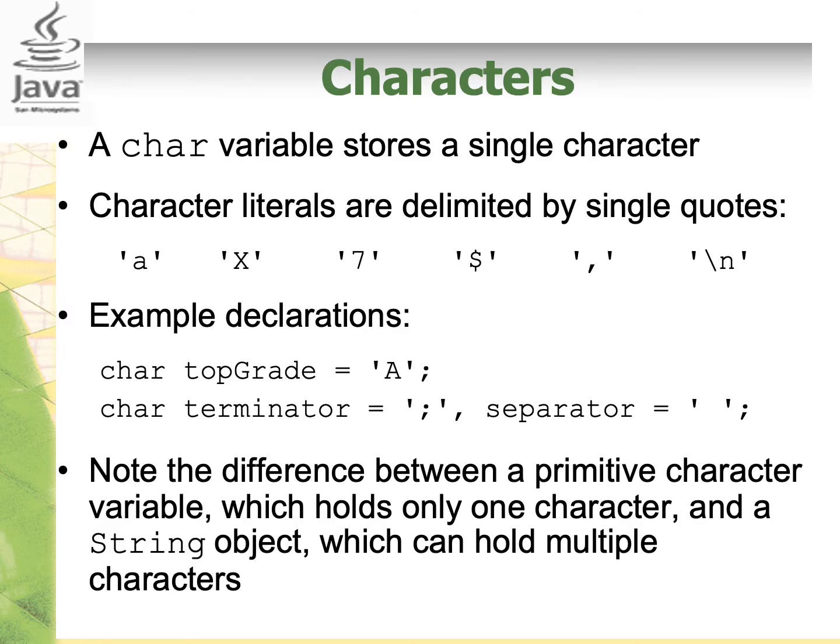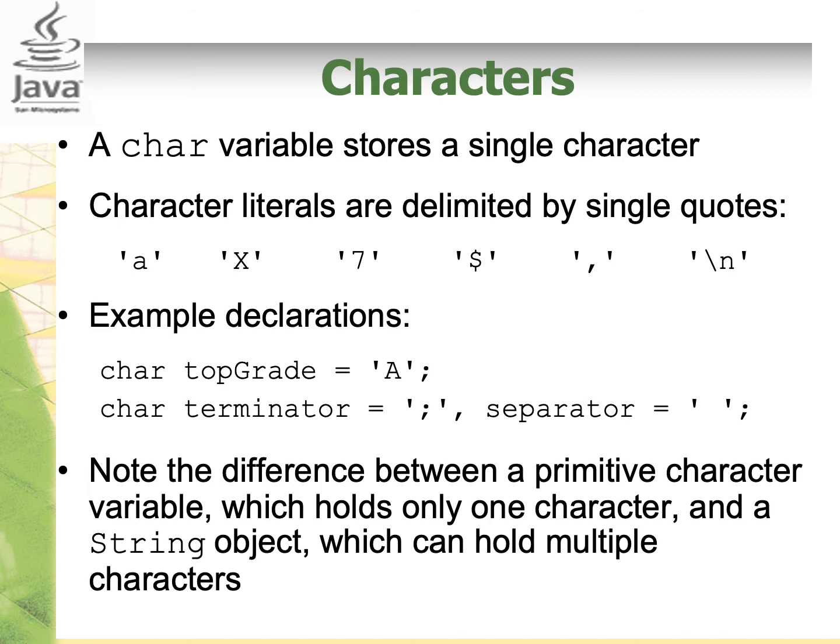Characters. A char variable stores a single character. Character literals are delimited by single quotes. As shown in the example here, we have single quote A closing the single quote. How to use char? The example here shows char topGrade equals, in single quotes, the letter A.